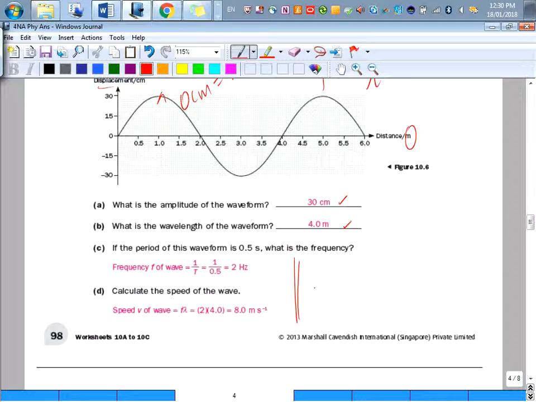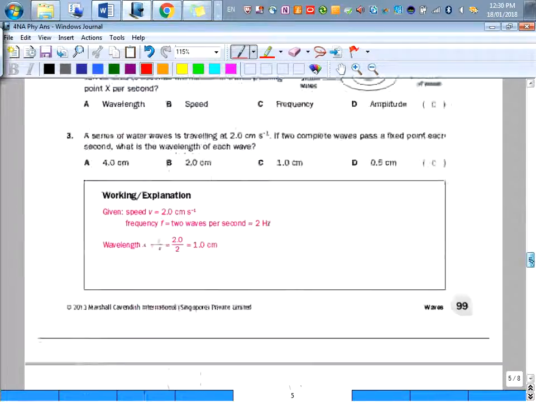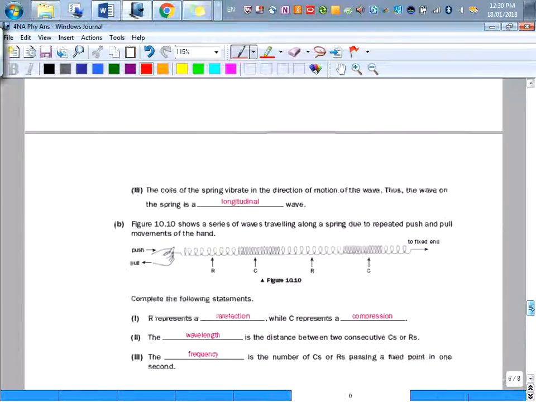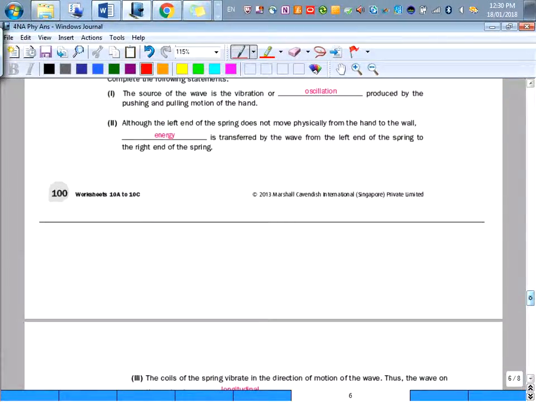I'll continue with the rest. So please go back, finish up 1B and 1C. First lesson of next week, I want to go through your TYS questions also. Okay? We have finished this chapter already, waves.